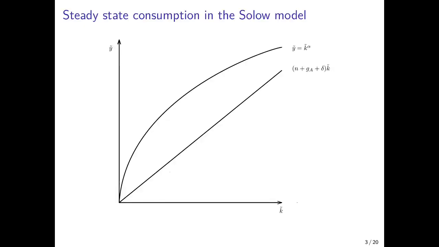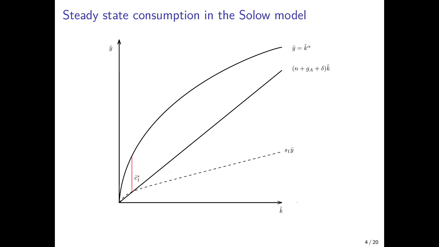So this figure shows the standard Solow diagram where we have output per unit of effective labor, lowercase y tilde, on the vertical axis, and capital per unit of effective labor, k tilde, on the horizontal axis. We have the concave function of output per unit of effective labor depending on capital per unit of effective labor that follows from the Cobb-Douglas production function. And we have the linear capital depreciation and capital dilution line.